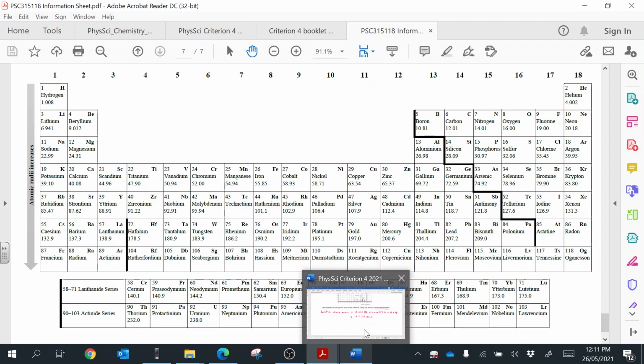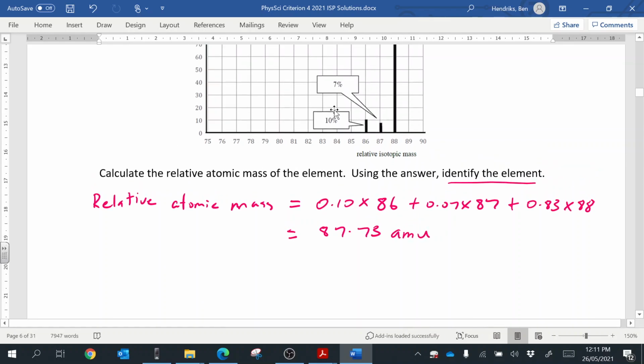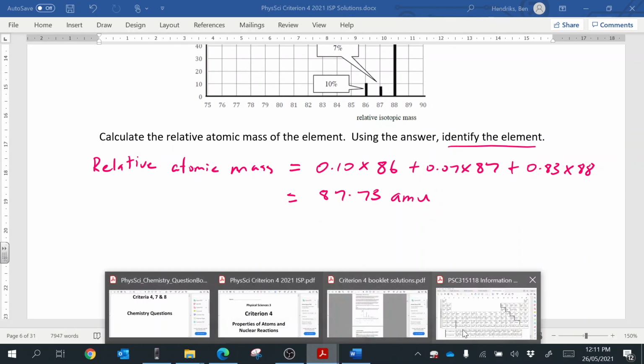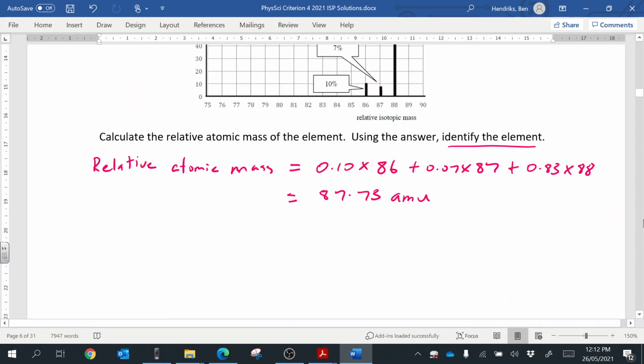I'm guessing it's going to have to be strontium then, isn't it? So they've obviously rounded the percentages, so we haven't got the exact number 87.73. It'll have to be 87.62, which is our closest one. So it is going to be strontium. The element is strontium. Good.